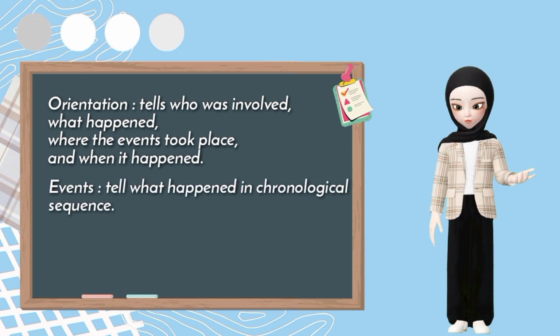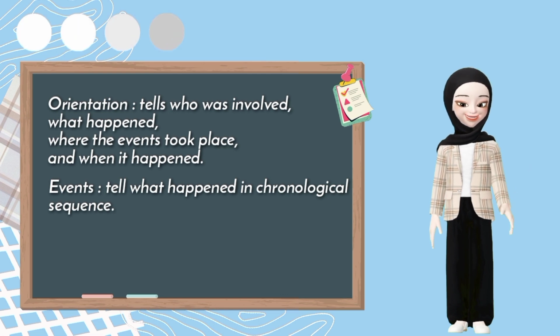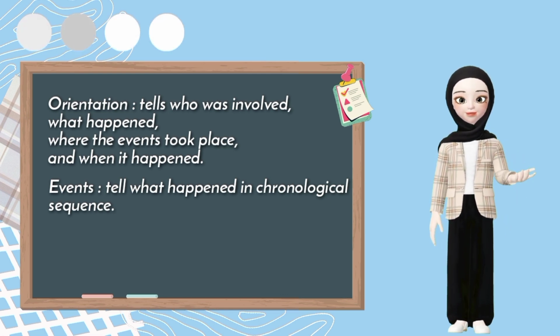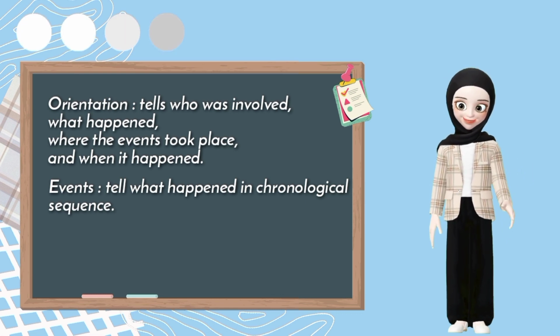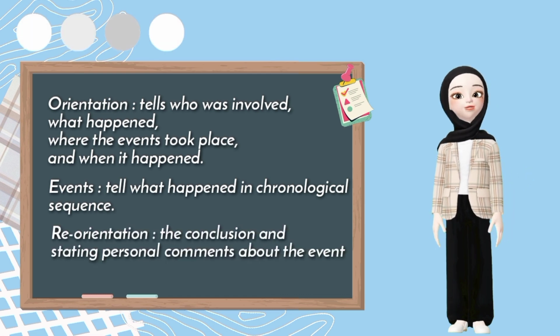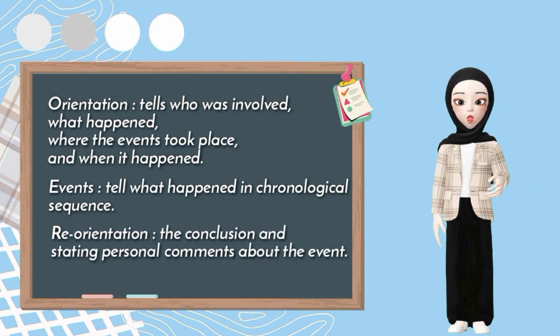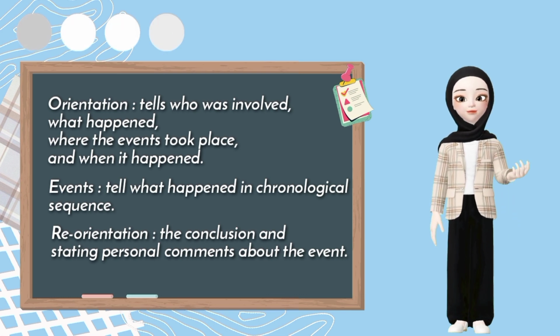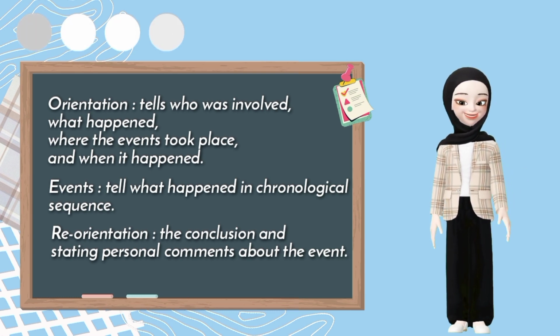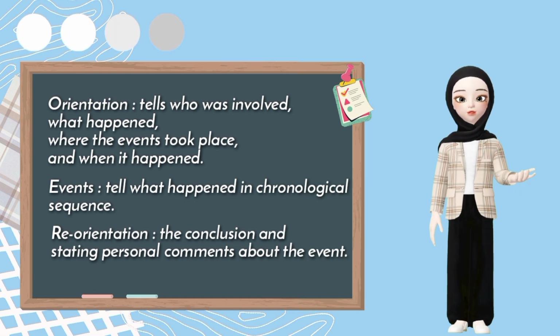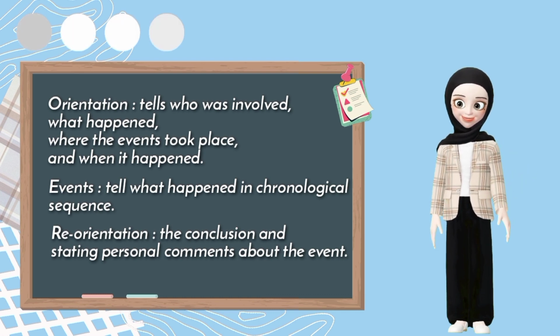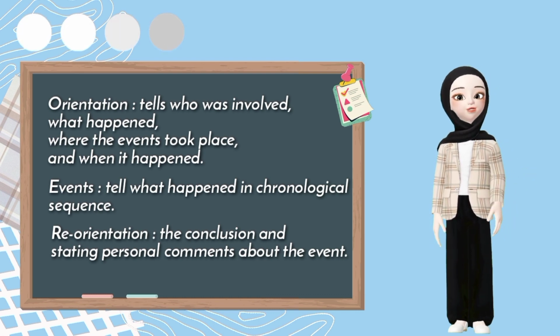The second is events. Events tell what happened in chronological sequence. This is a part of telling the series of the events that happened. And the third is reorientation. Reorientation is the conclusion and stating personal comments about the events. In the reorientation section, we will not only conclude the series of the events, but here we can also provide our personal comments, such as feeling happy or sad after the event happened.